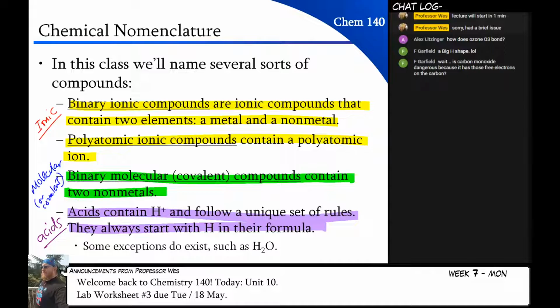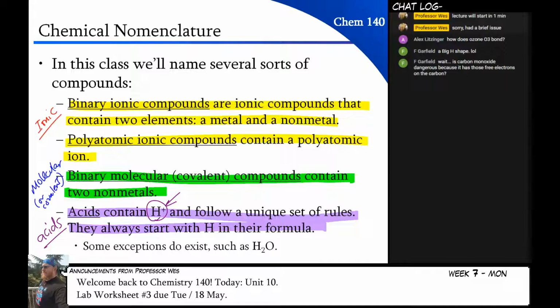We already know the difference between ionic and molecular. How are acids different? Acids contain a special ion, and they're sort of the in-between between molecular and ionic compounds. They look like molecular compounds, but they still split apart into ions, one ion of which is called hydronium. H plus in a solution will often form hydronium, which is H plus and water mixing together.